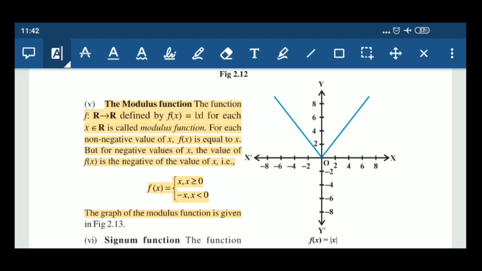Is it clear, students? Whatever value of x you take, suppose you take x equals minus 2, when you take the modulus, the value of y is positive 2. Its domain is all real values, and its range is only positive real numbers.